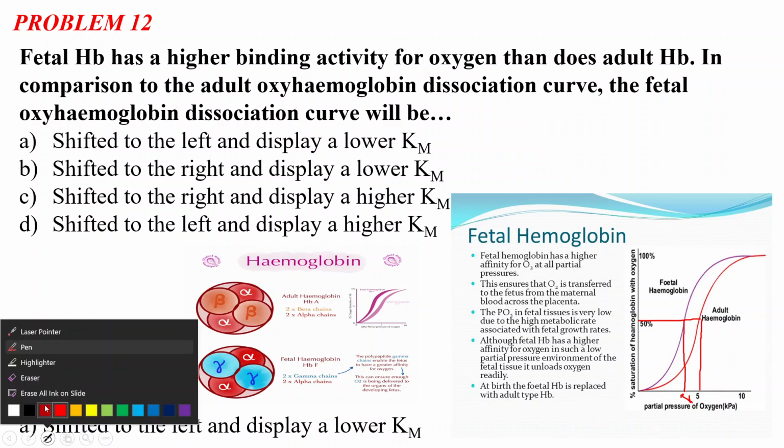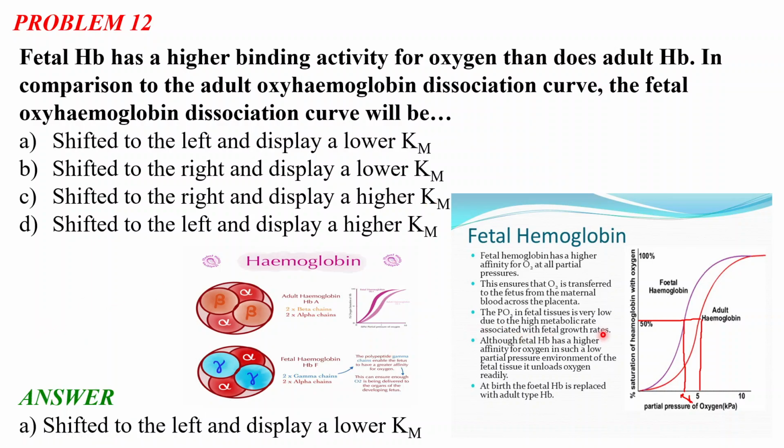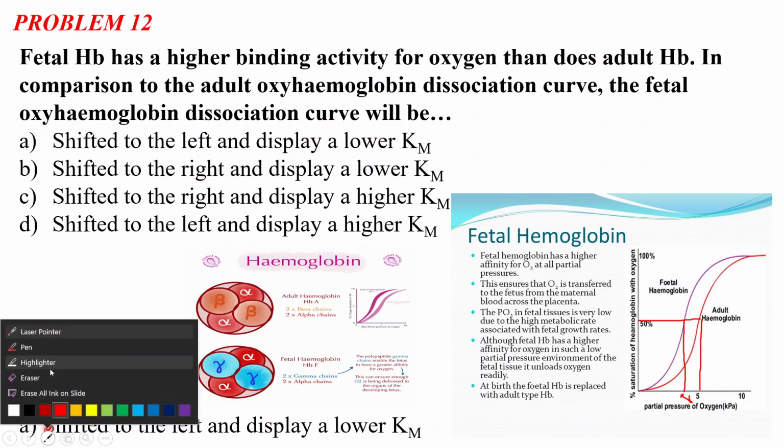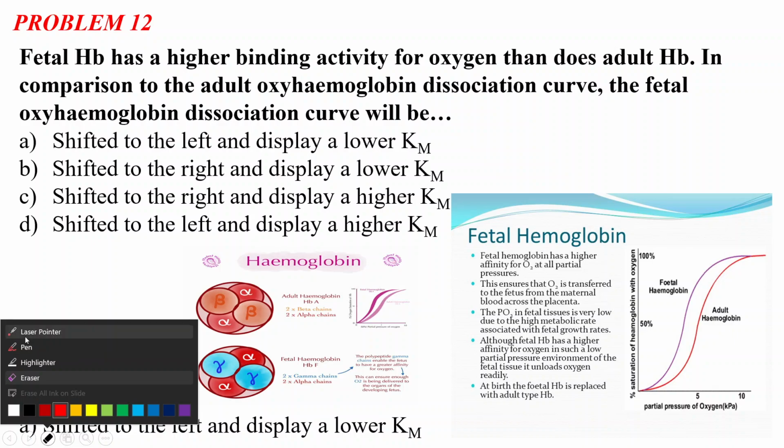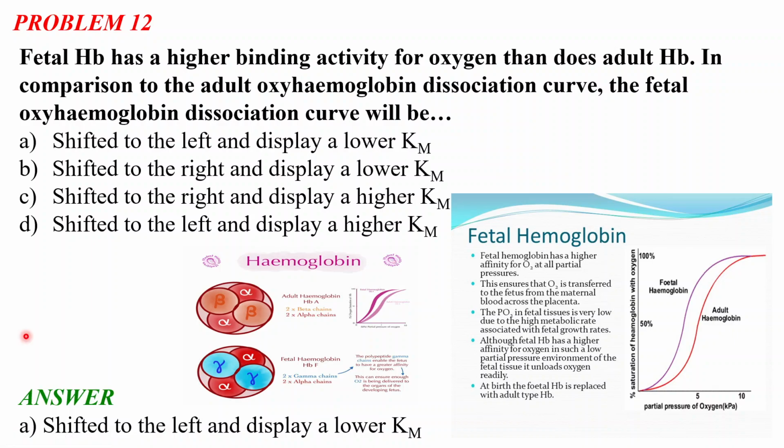So fetal hemoglobin has a greater affinity toward oxygen than the adult hemoglobin. This ensures that the fetal tissues get the oxygen from the mother's tissues, and at birth the adult hemoglobin replaces the fetal hemoglobin in the growing baby. Okay, so option A was the correct answer.